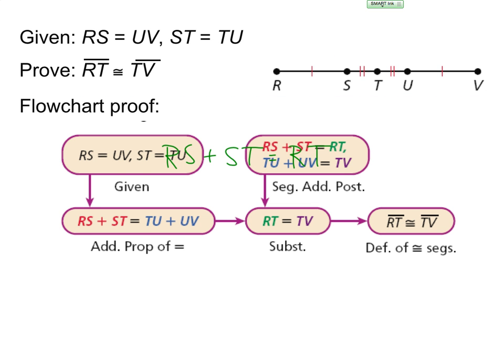Alright, so here again is what the proof looks like. Notice how the arrows connected. So I'll probably start at the left over there. RS equals UV, ST equals TU. That was all given. We could have put that in two separate ovals since it was the same reason and it was all there at one time. We just put it all together. Okay, that says that idea leads to the addition property of equality, not the segment addition postulate yet, but you're just adding those two together. So the left sides were RS plus ST, and the right sides were UV plus TU.